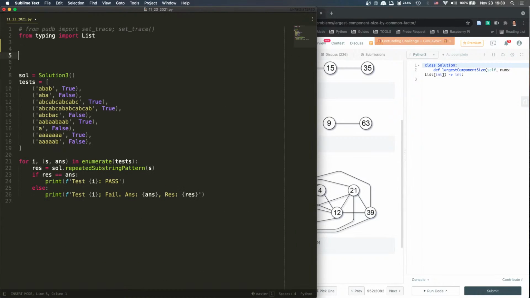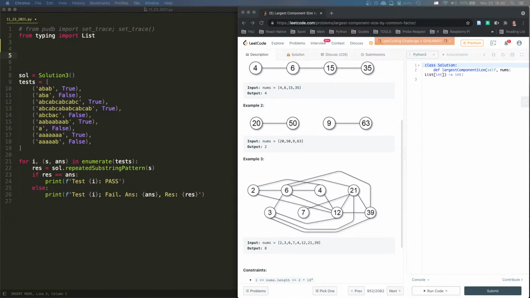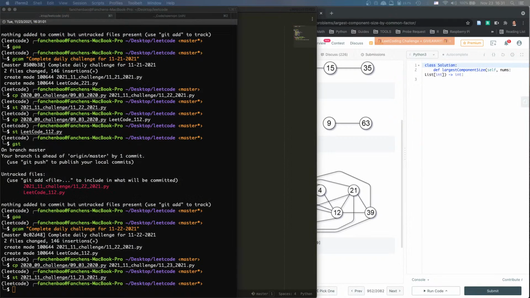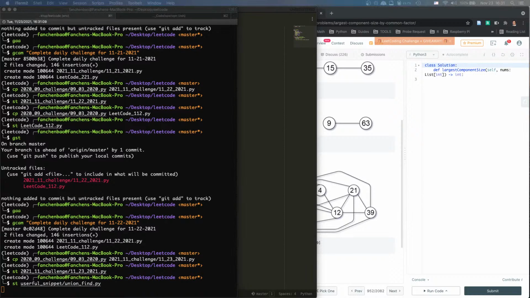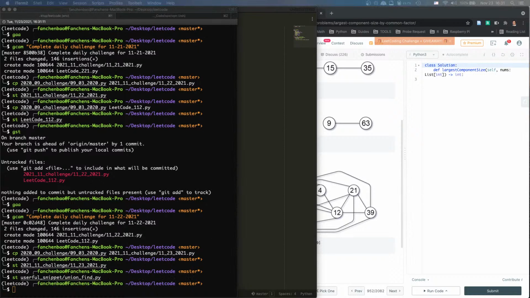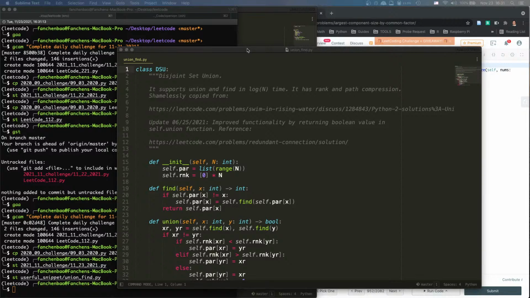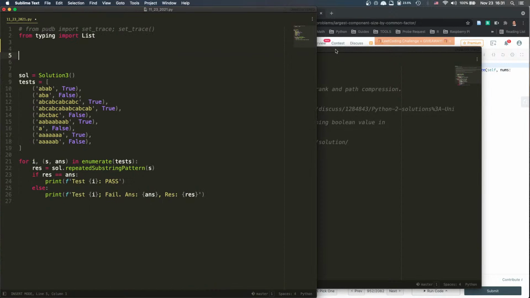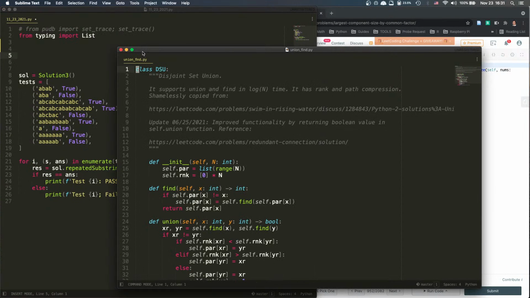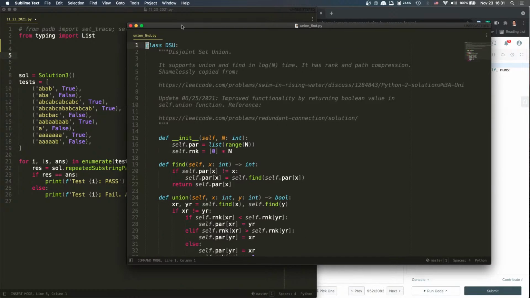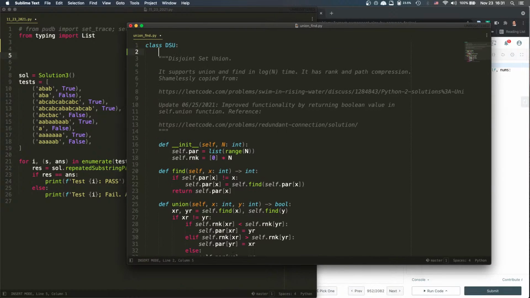Actually, where's union find? I think here we can do, let's say st. I think snippet. Yeah, union find. Yep, there we go. That's the union find. And of course, the actual name is disjoint set. All right, so we're gonna copy and paste the entire thing.